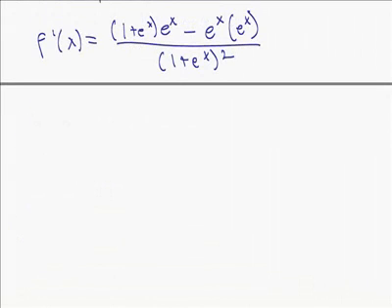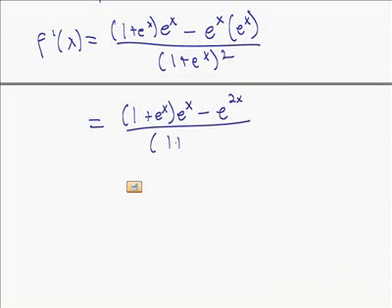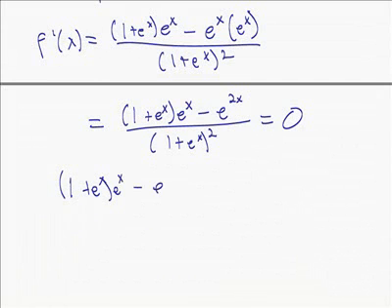So what we have here then is 1 plus e to the x times e to the x, minus e to the 2x, over the quantity 1 plus e to the x squared. Now again, the denominator is never going to be 0, so we don't have to worry about places where the derivative is not defined. We just need to worry about where the numerator is 0. So we're basically setting 1 plus e to the x times e to the x minus e to the 2x equal to 0. So this is where 1 plus e to the x times e to the x is equal to e to the 2x.